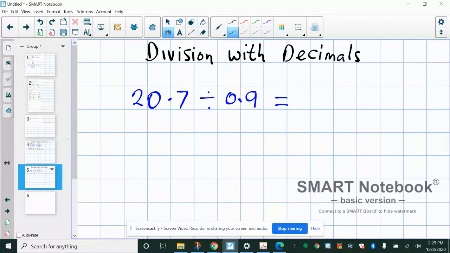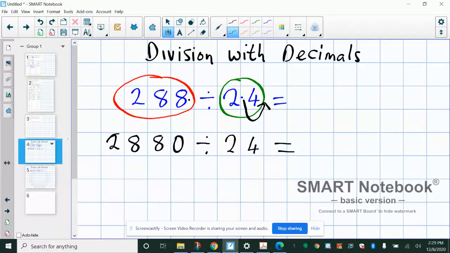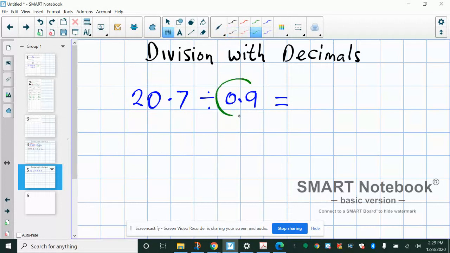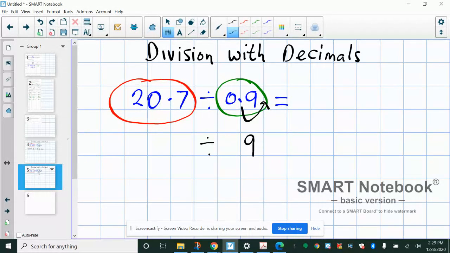Let's look at another example here. So my divisor is 0.9, my dividend is 20.7. Again, the divisor is my starting point, and I want to make that a whole number. So I'm going to move the decimal one place to the right again. It becomes the number 9.